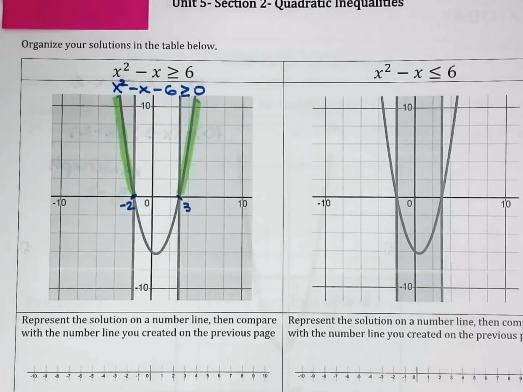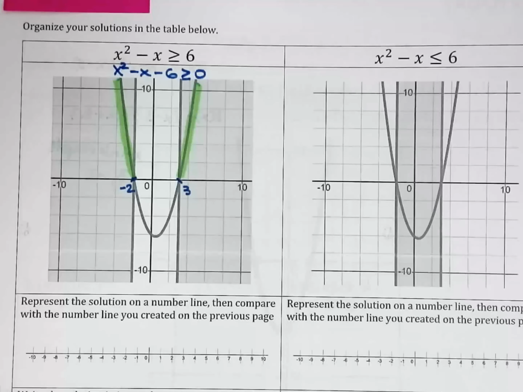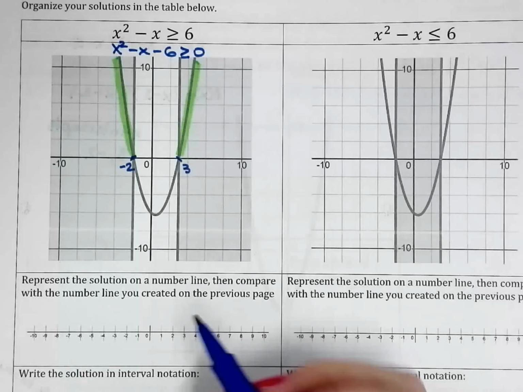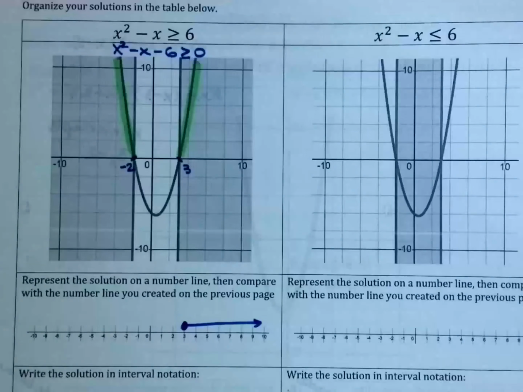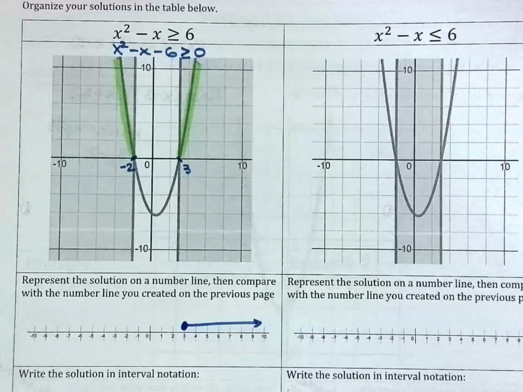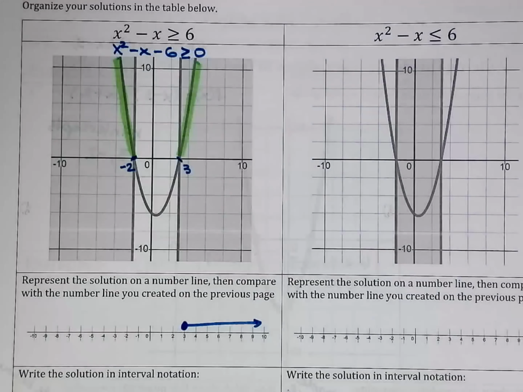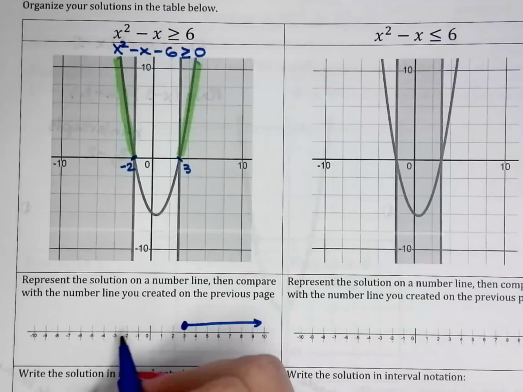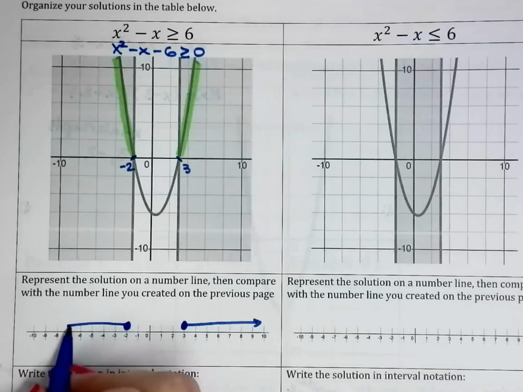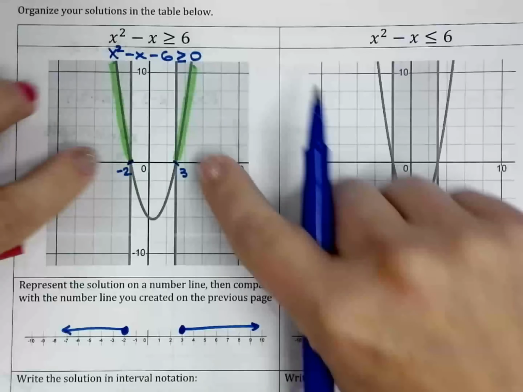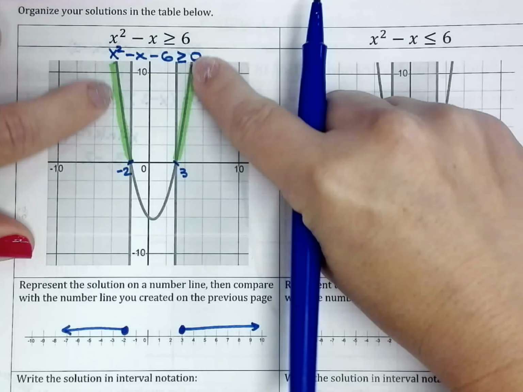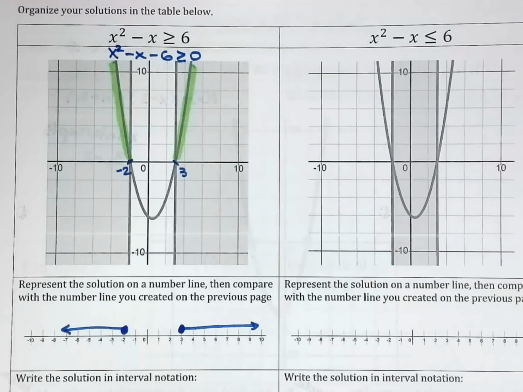Okay. So create the number line from the previous page. We already did, so it's right here. Solid going that way, and solid right there going that way. Toward -infinity, toward +infinity. And that's to represent those values right there above 0.